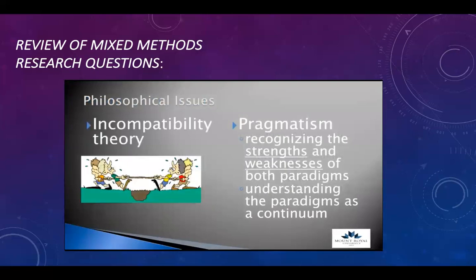When we look at the philosophy of combining quant and qual, there's sort of two approaches. The first one is known as the incompatibility theory, and you can see the little tug-of-war going on. Some researchers live solely in the quantitative or the qualitative domain, and never the two shall meet. And those researchers would be very unlikely to complete mixed methods research.